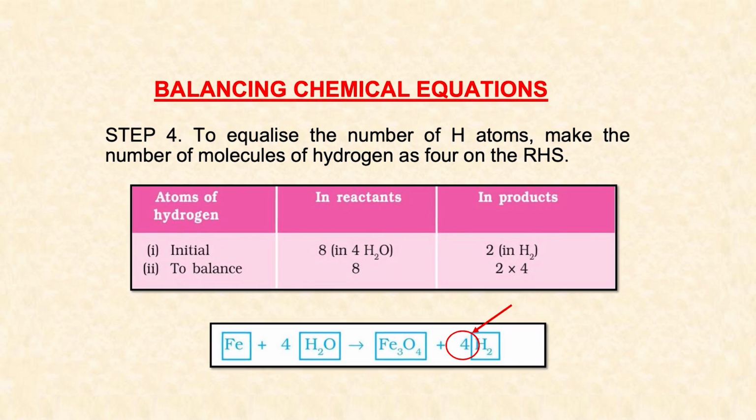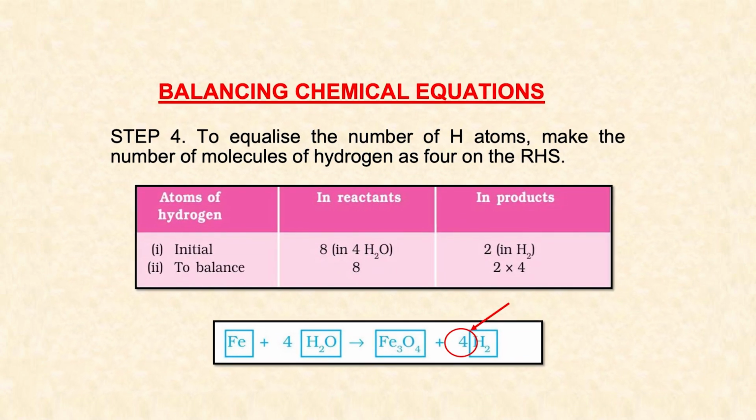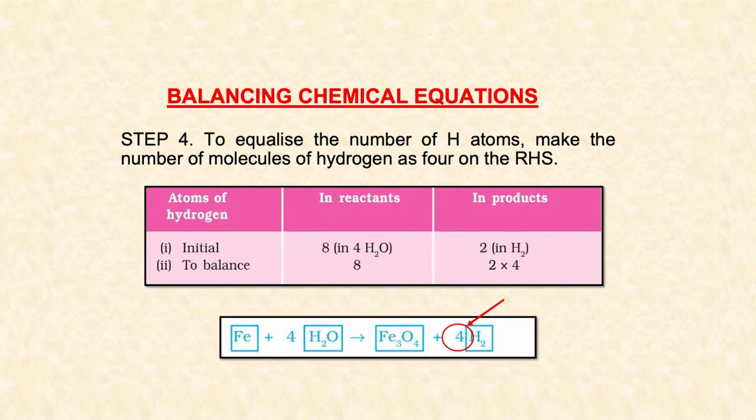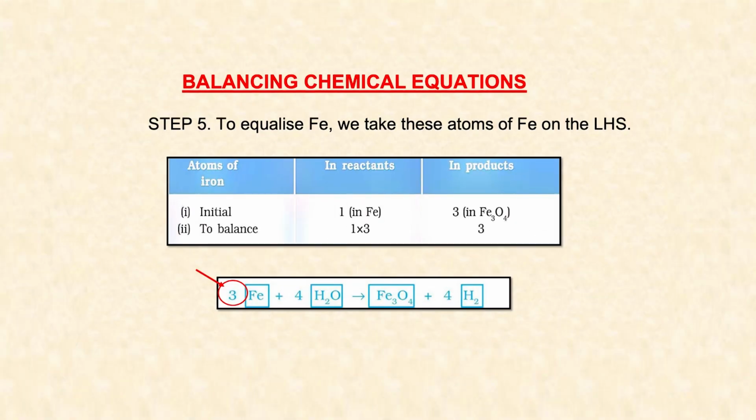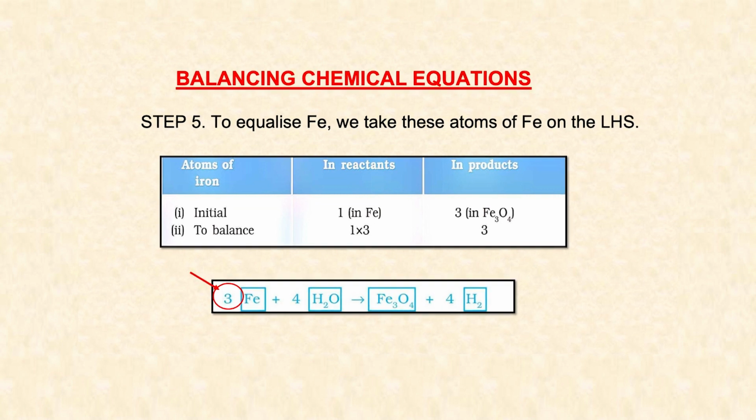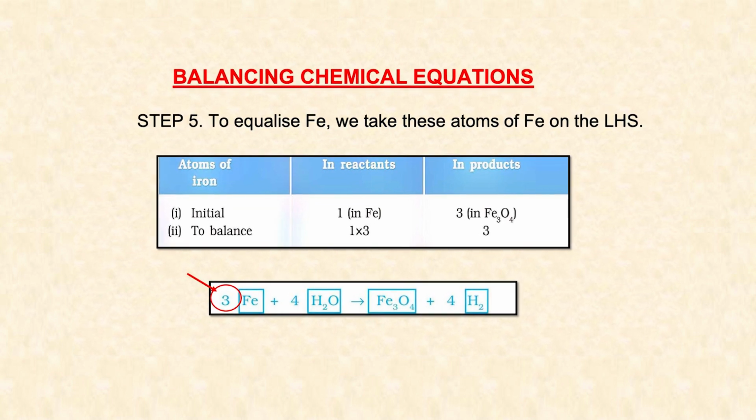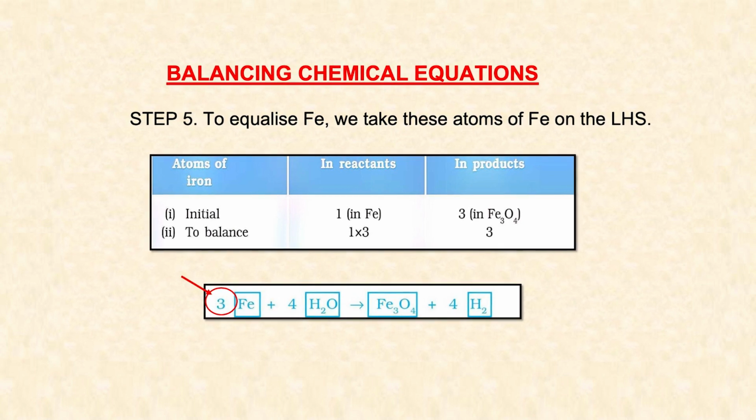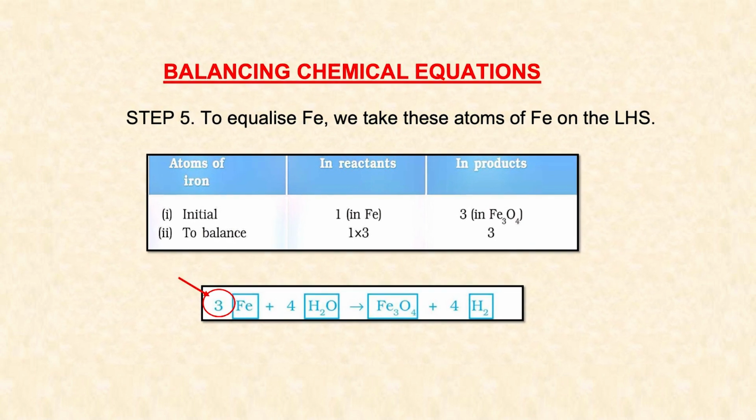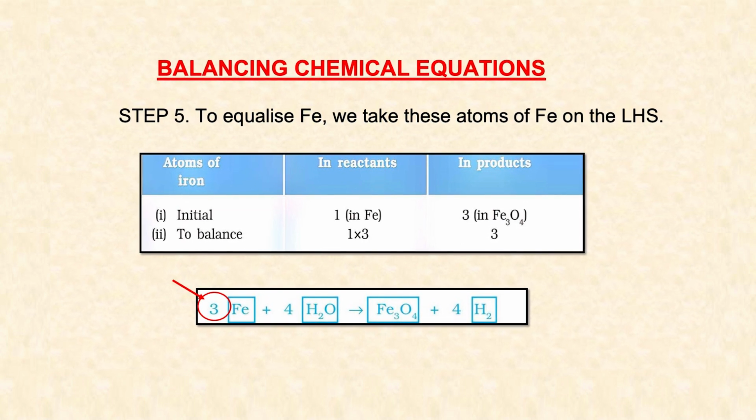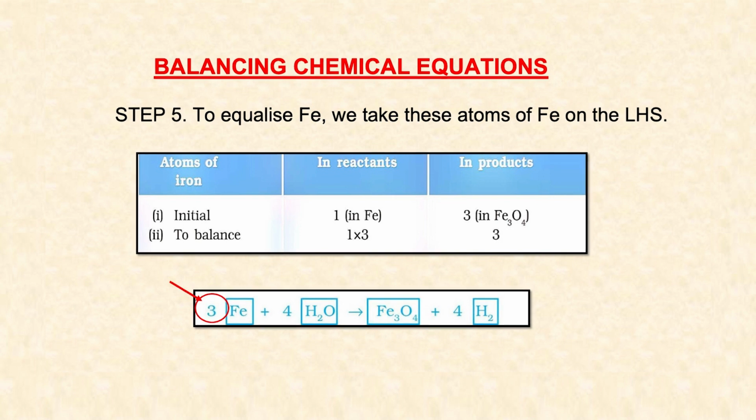So, now in right hand side H2 will have suffix 4 to equalize the number of hydrogen atoms. In next step, now let us balance Fe atom. Fe atoms on right hand side are 3 whereas left hand side has only 1 Fe atom. So, simply by adding suffix 3 to Fe on left hand side, the atoms of iron are equal or balanced.